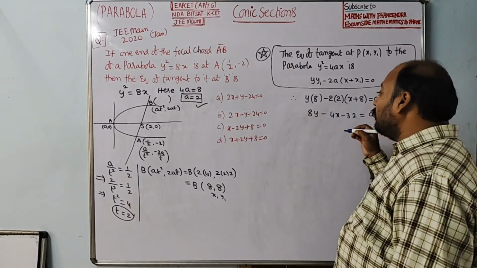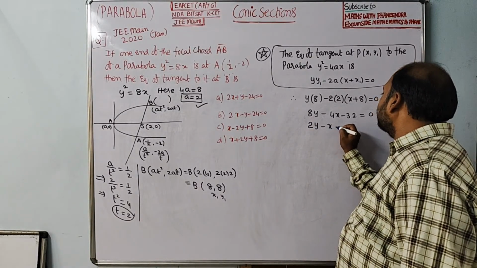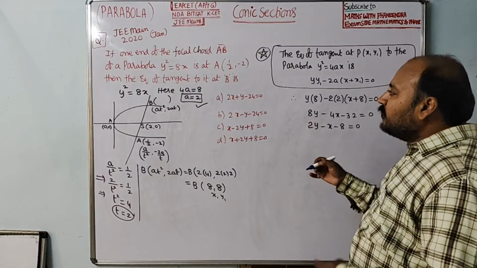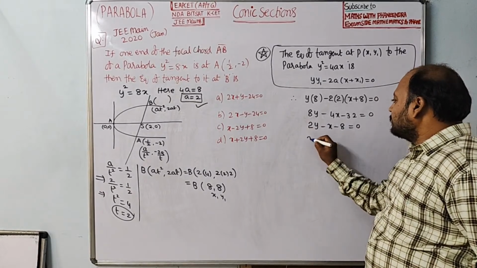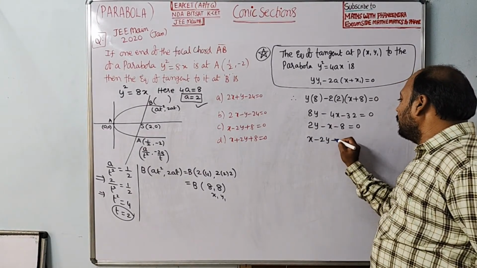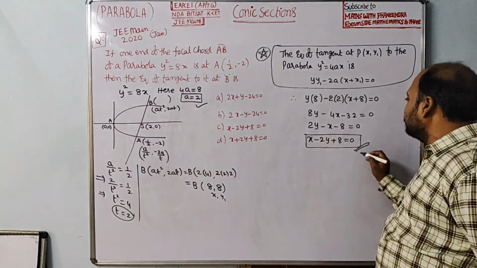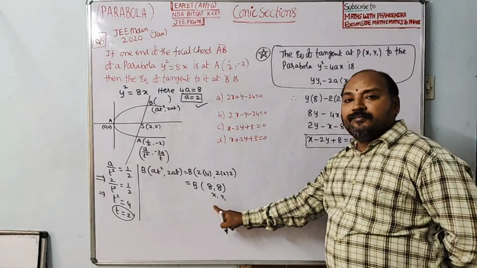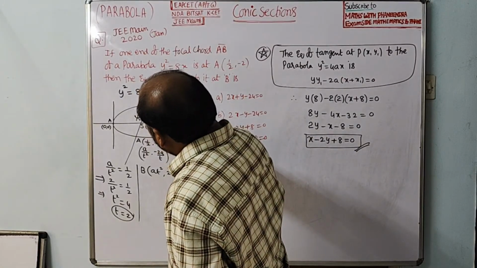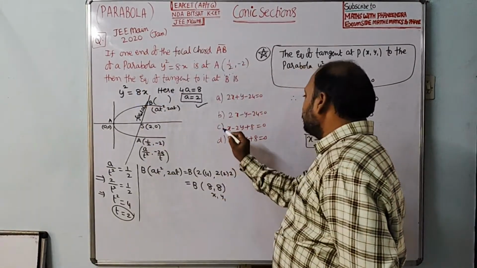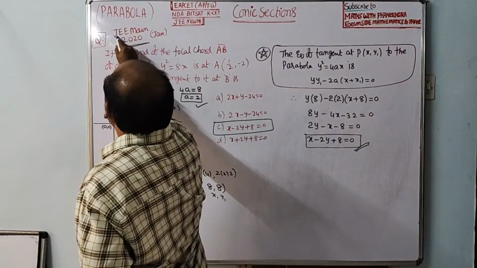Dividing throughout by 4, because all are multiples of 4, 2y minus x minus 8 equal to 0. If we simplify, you will get the answer. Multiplying by minus, x minus 2y plus 8 equal to 0. This is the required equation of tangent at the other end of the focal chord. This is the focal chord, yes students. You are aware of it? So it is there in the third option. It is given in JEE Mains 2020.